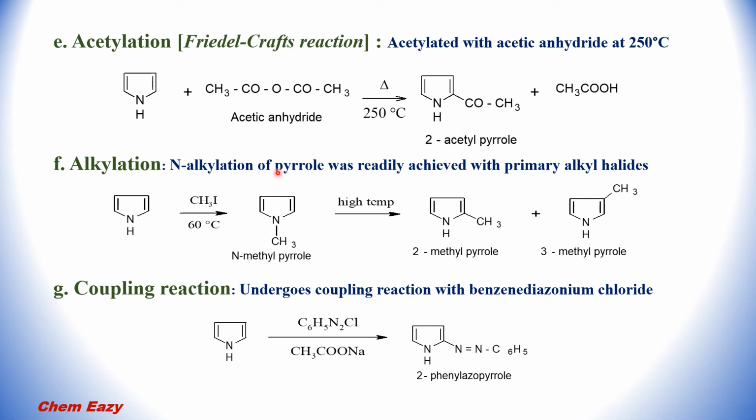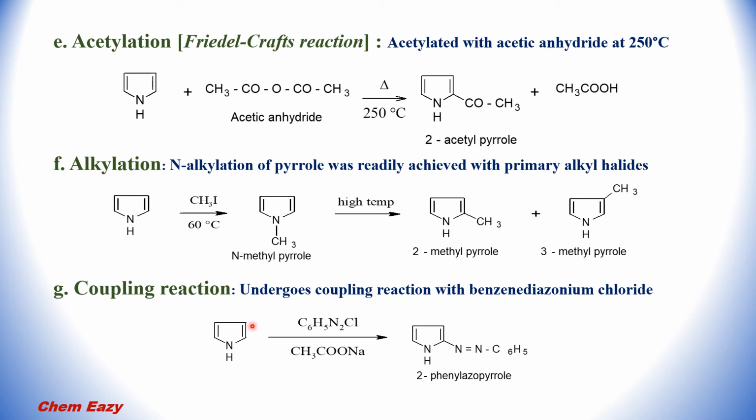But in the case of alkylation, if the pyrrole is treated with an alkyl iodide at 60 degrees Celsius, second position substitution does not take place. Here we are getting N-methyl pyrrole. It means the position 1 is alkylated. This N-methyl pyrrole at high temperature isomerizes to 2-methyl pyrrole and also 3-methyl pyrrole.